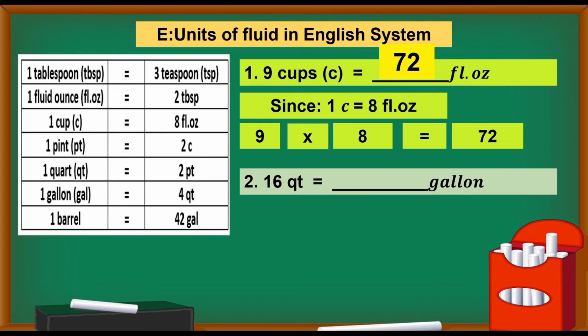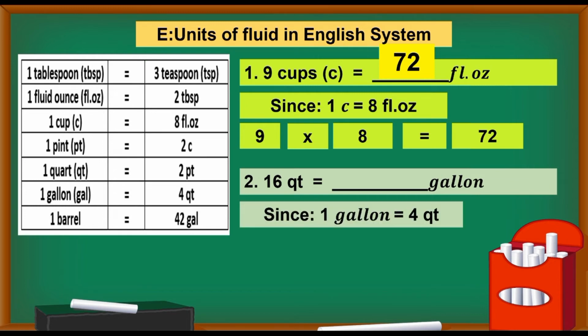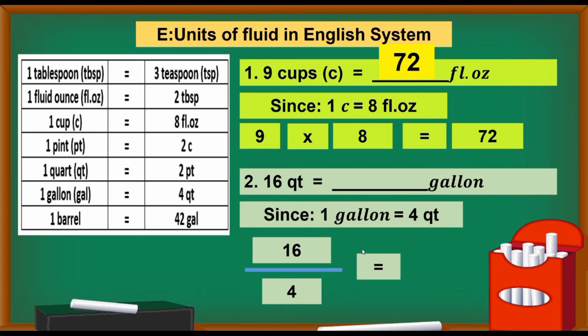If we have 16 quarts, how many gallons? So, since 1 gallon is equal to 4 quarts, it is 16 divided by 4, and that would be equal to 4. So, therefore, 16 quarts is equal to 4 gallons. So, that is its equivalent. They have the same amount, but they have different units.